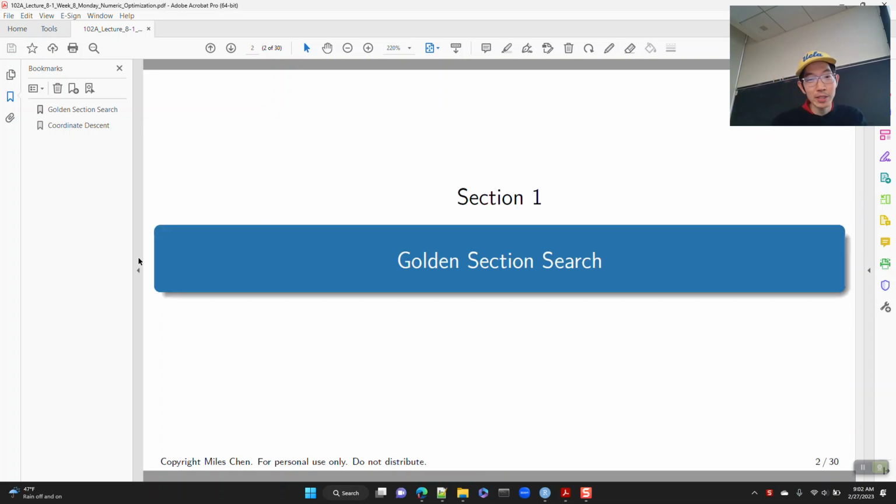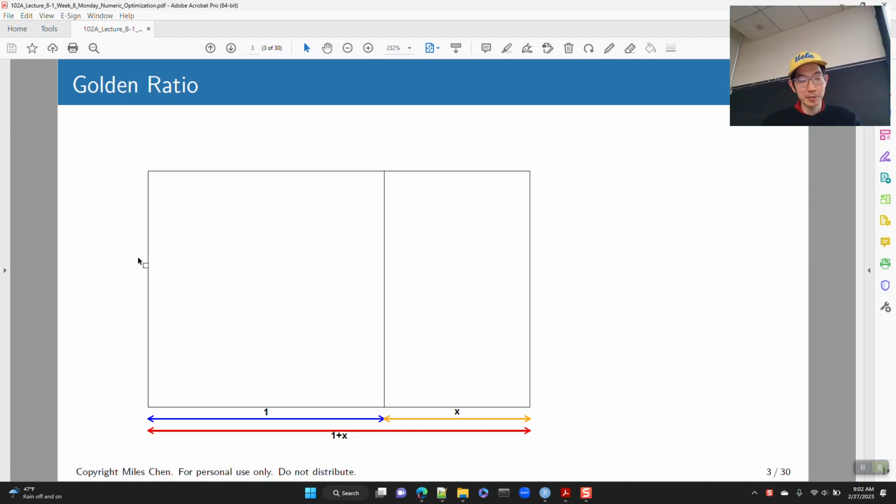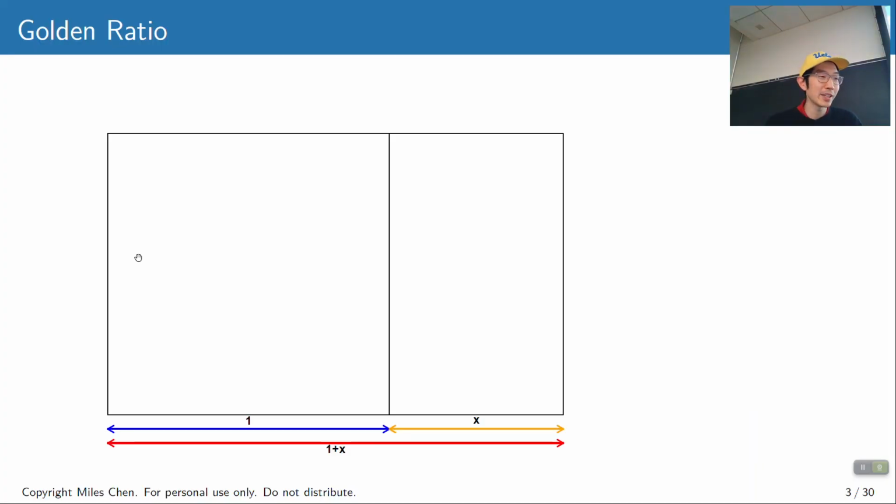Today we have golden section search, which is a numeric method for finding a local minimum, and if you apply it to negative of f, then it can be used to find the local maximum. And it's based on the golden ratio. So the golden ratio is around like 1.6-ish, okay?